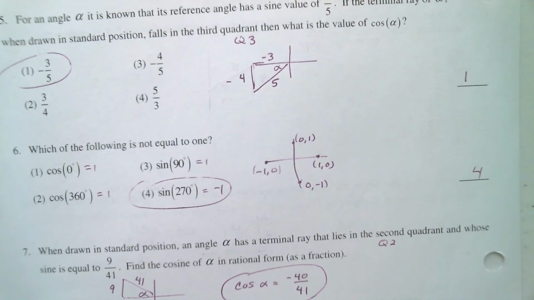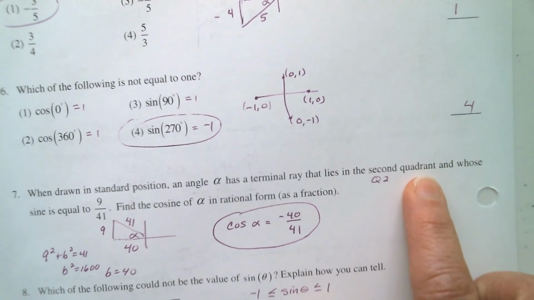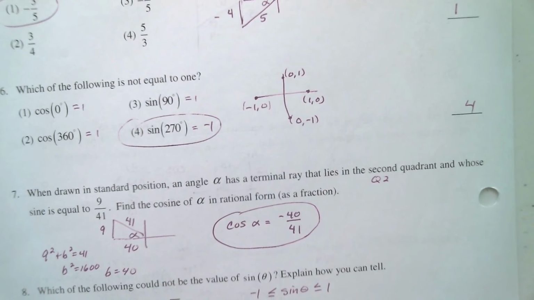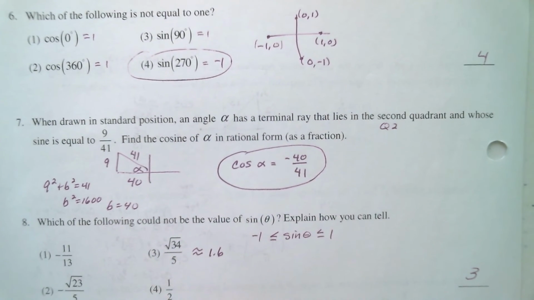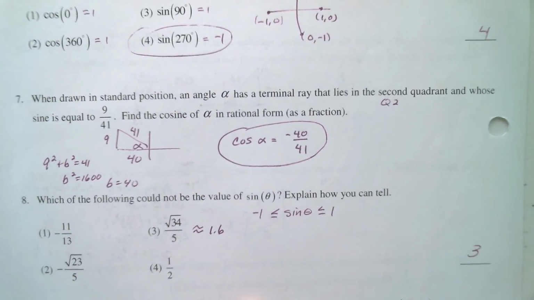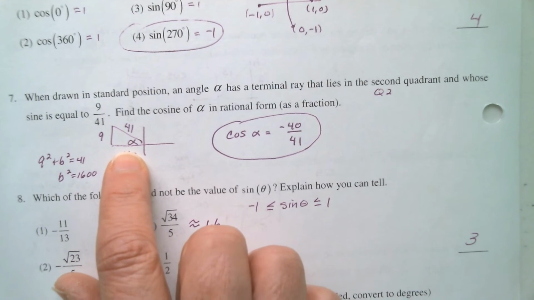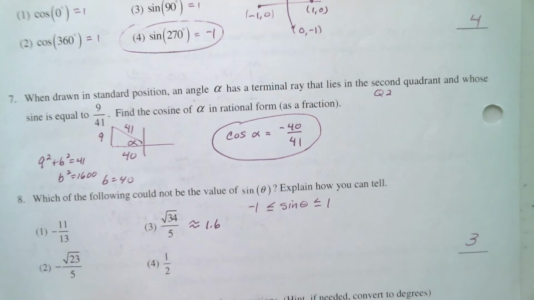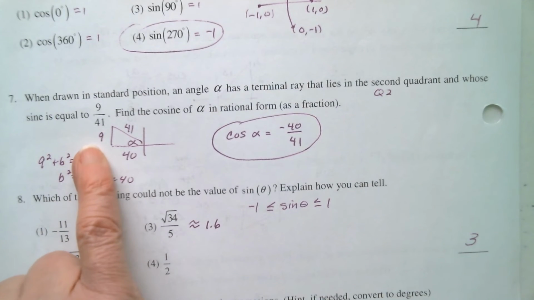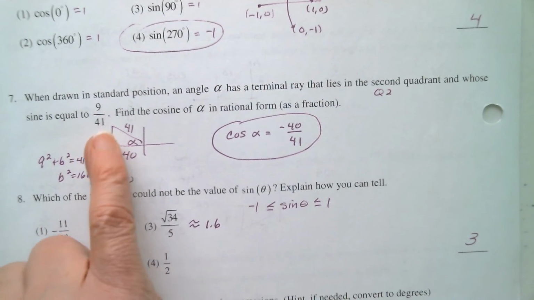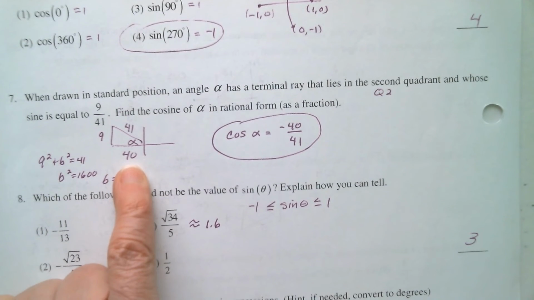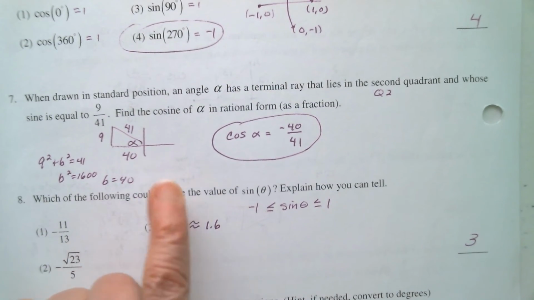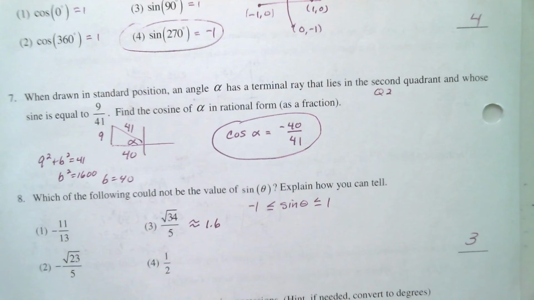Number 7, we're in quadrant 2, and the sine is given to us. So again, my usual go-to is to actually draw a right triangle in the quadrant. Opposite over hypotenuse, so 9 and 41. I've got to use the Pythagorean theorem to figure out the other leg. The other leg is 40. And we are in quadrant 2 where cosine is negative. So it would be negative 40 over 41.